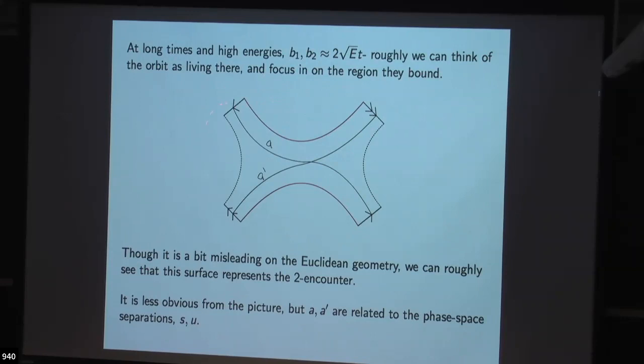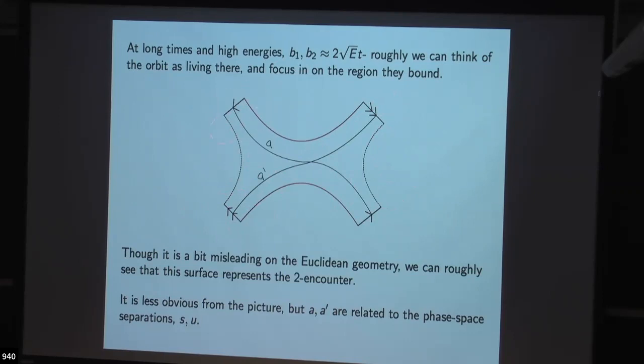And so what I've done here is I've taken the picture from the previous slide and I've cut out the region bounded by the B geodesics. So here's B1 in red, and B2 is the dotted black line. And here are the identifications we need to make. We glue this to here, we glue this to here. So this surface is supposed to represent a 2 encounter. Again, it's a Euclidean surface, so it's a bit misleading, but we can see that this roughly looks like the encounter I drew earlier.